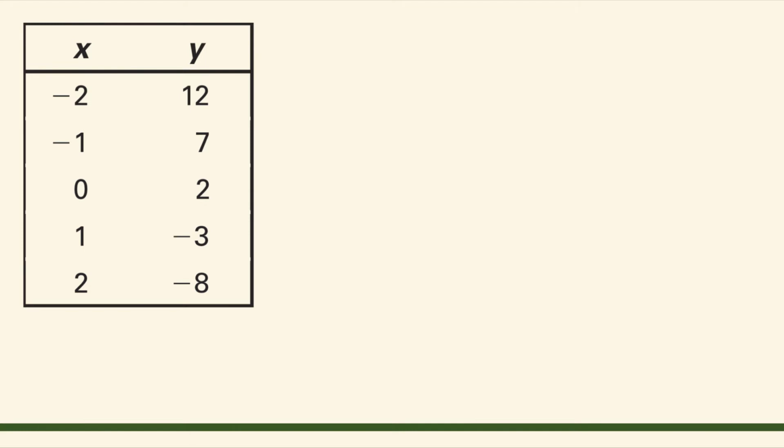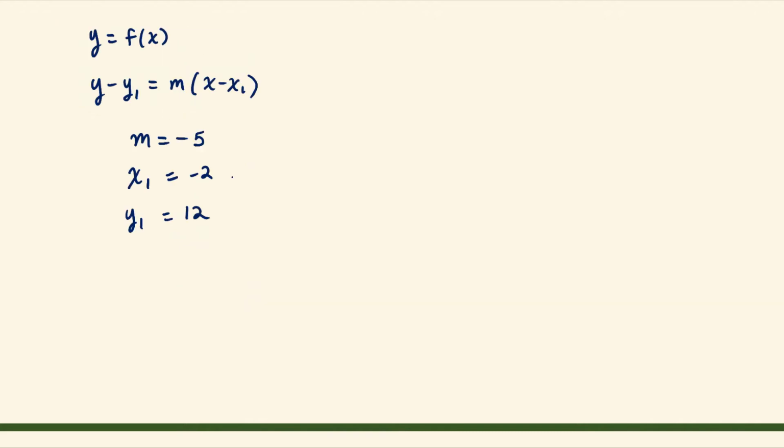From our list of values, we can use x sub 1 equals -2 and y sub 1 equals 12. Making those substitutions into our point slope formula will yield y minus 12 is equal to slope m, which is -5, times the quantity x minus x sub 1, which equaled -2.